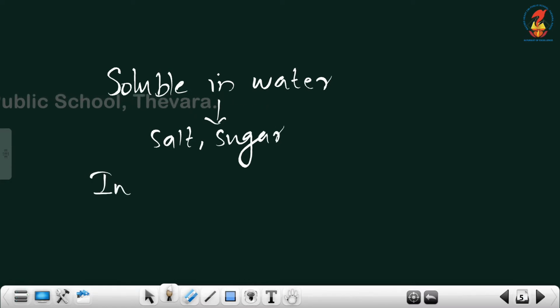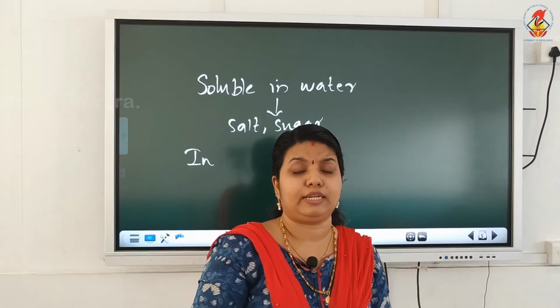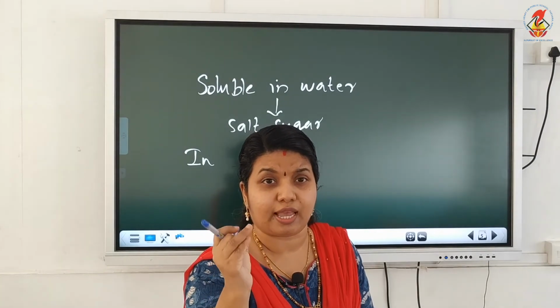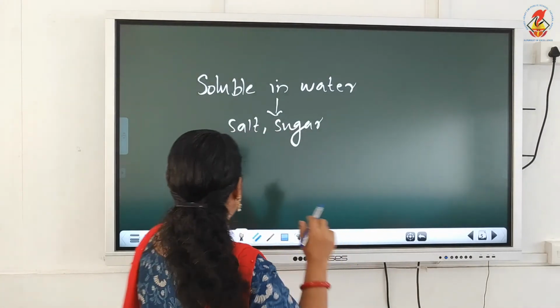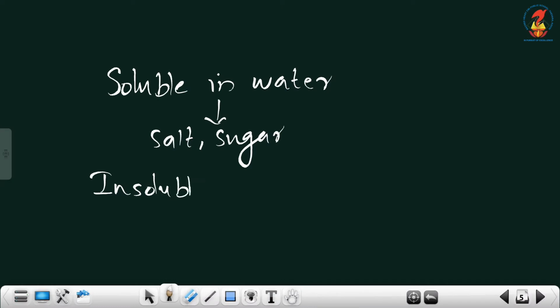Now, the solids which do not disappear in water, sawdust, sand and chalk powder, we call them insoluble substances. They do not dissolve in water. So, insoluble in water.